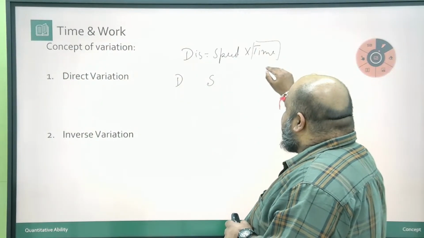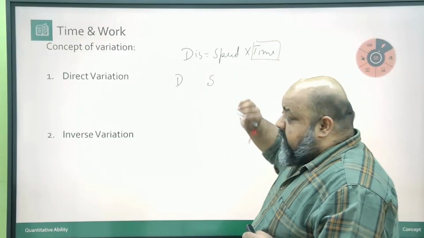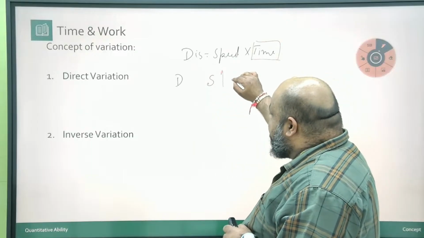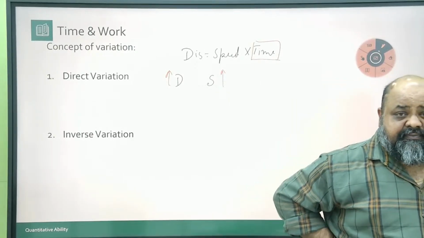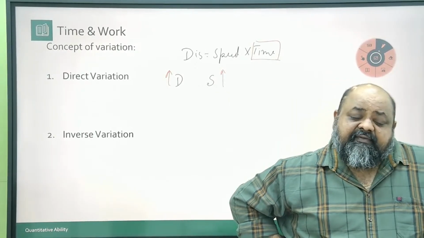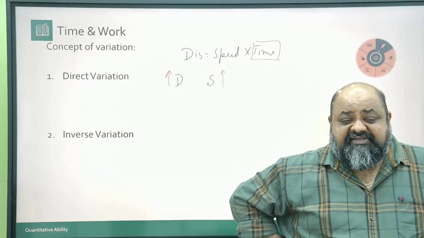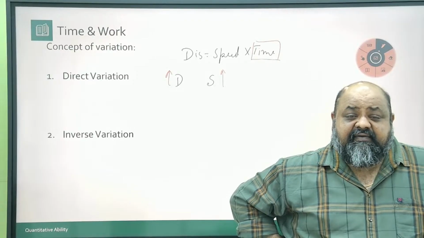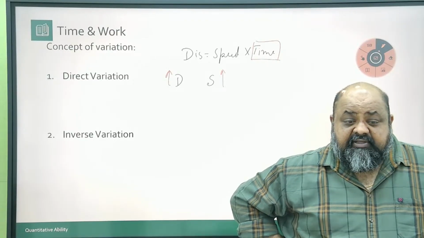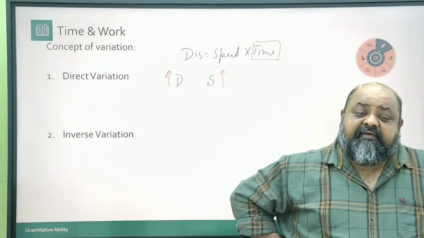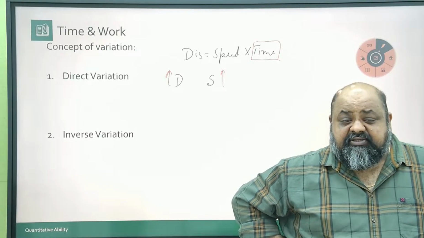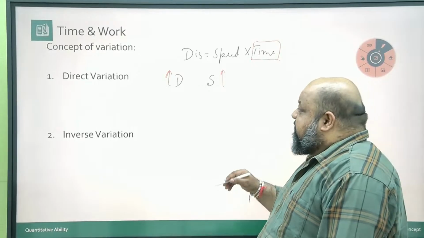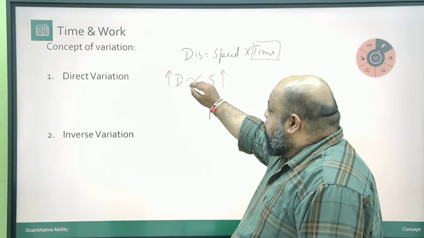If I am traveling for a given amount of time and I increase my speed, the distance that I cover will also increase. If I am traveling for 2 hours, at a speed of 60, I will cover 120 kilometers. But if I travel with the speed of 90, I will cover 180 kilometers. This kind of a variation is called direct variation. Distance is directly proportional to speed.